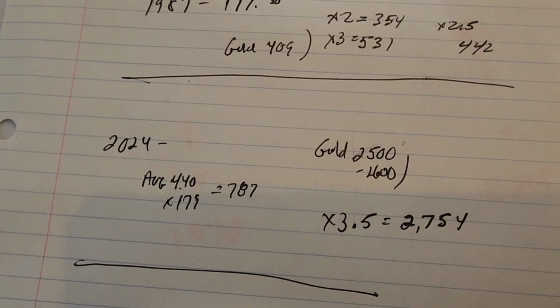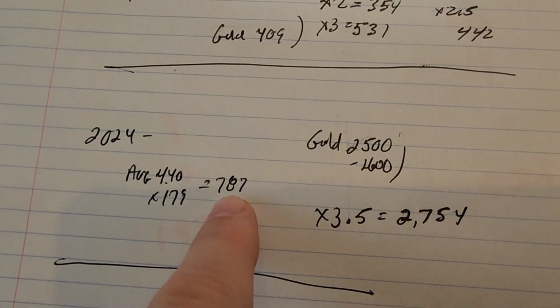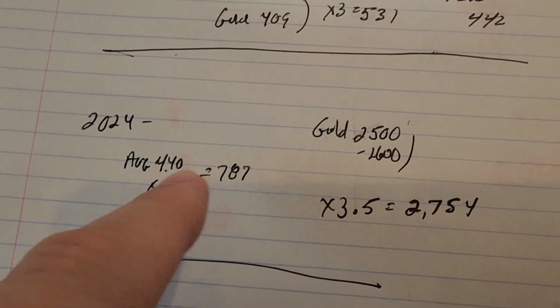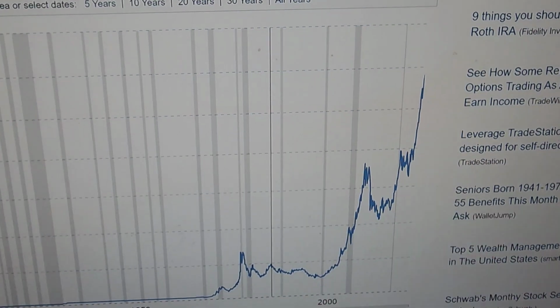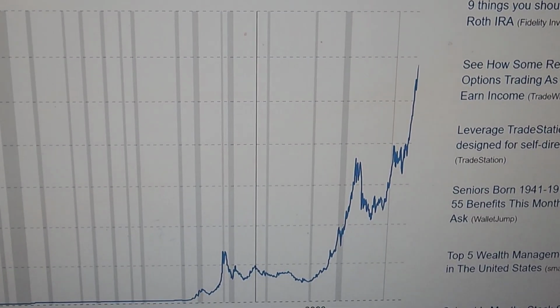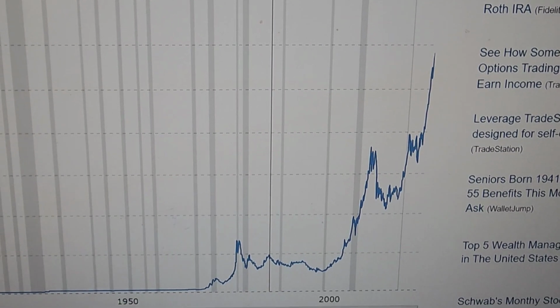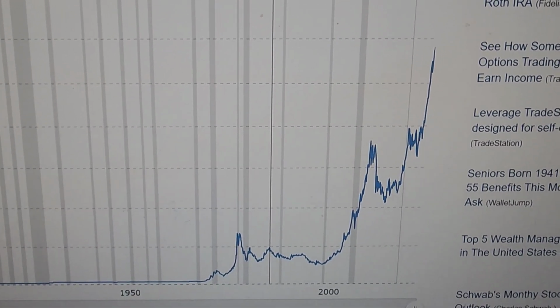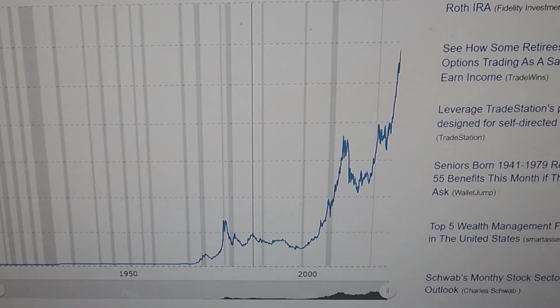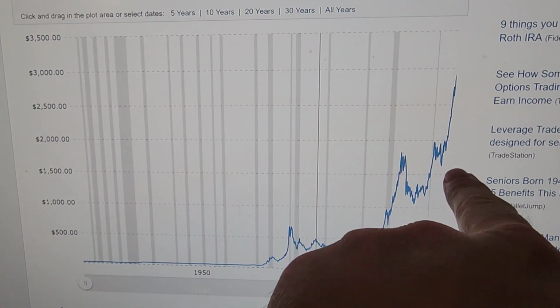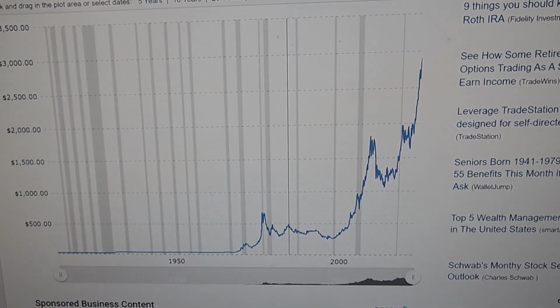So what you're seeing on this chart here as gold goes up, and by the way, gold actually did not go up. Gold never went up a bit. What actually happened here was the value of the dollar went down. This should just be a flat line, and it should show the dollar in relation to gold.